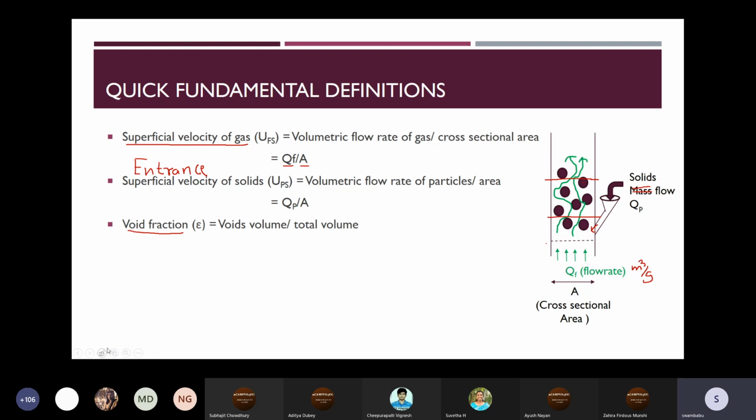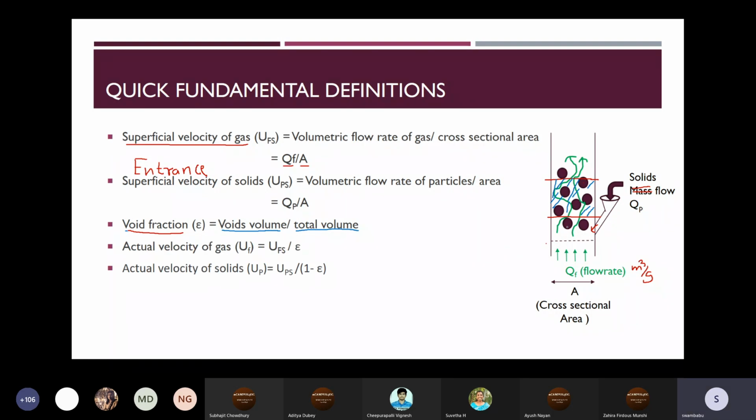So these are the voids. Hope you all understood. If you take a cross section, whatever I highlighted in blue are the voids, the empty spaces, or the volume occupied by the gas. The void volume is nothing but the gas volume within that cross section. The total volume includes gas volume plus particle volume. That ratio is the void fraction. I think we already discussed the void fraction in earlier classes.